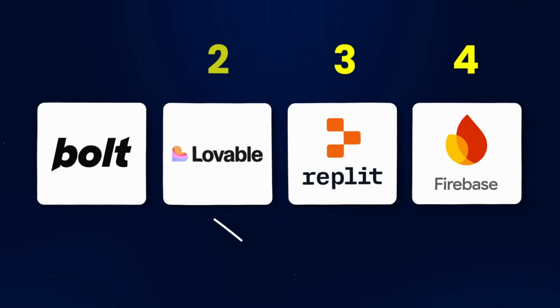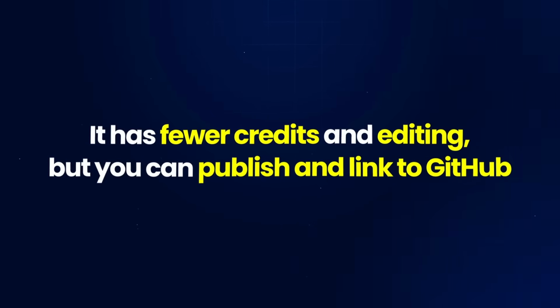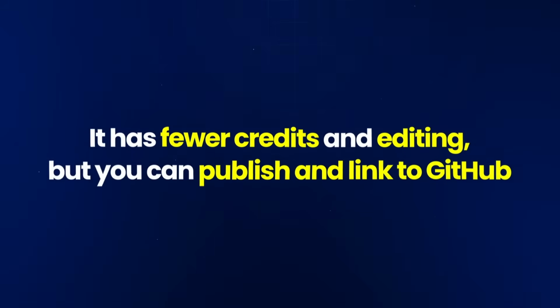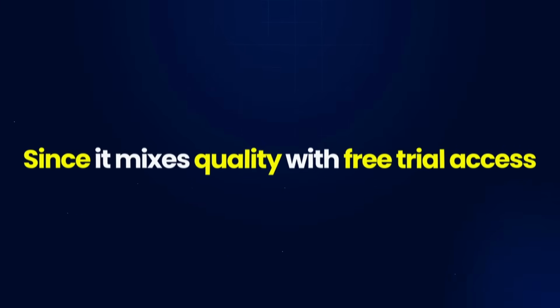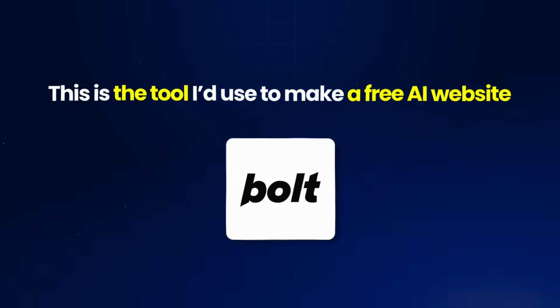I'd put Lovable second. It has fewer credits and editing, but you can publish and link to GitHub, which is a big plus. Bolt is number one here, since it mixes quality with free trial access. This is the tool I'd use to make a free AI website. But here's the problem. As you saw, a lot of these builders create websites that look alike, so you don't really get much brand identity out of them.